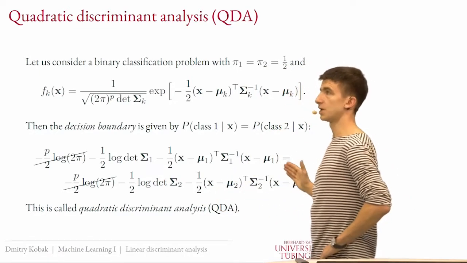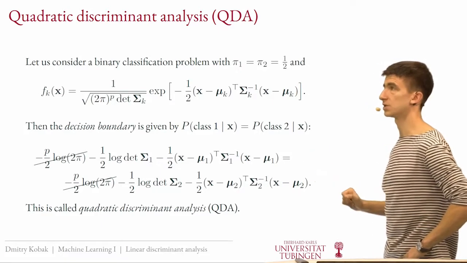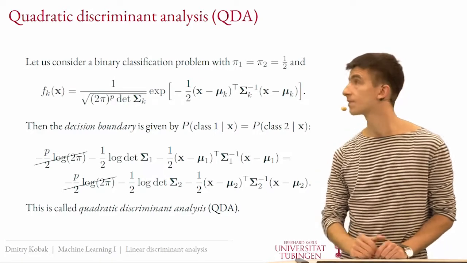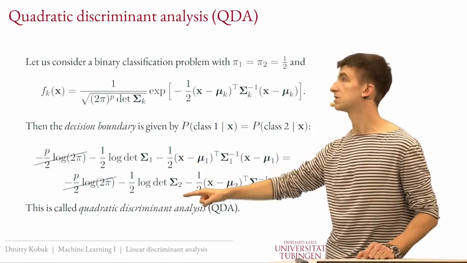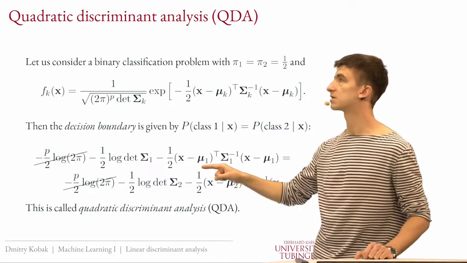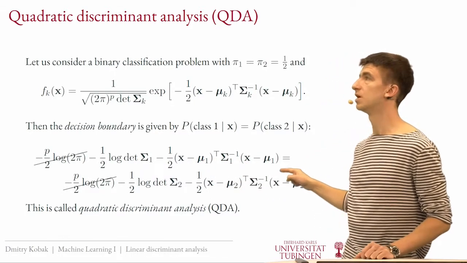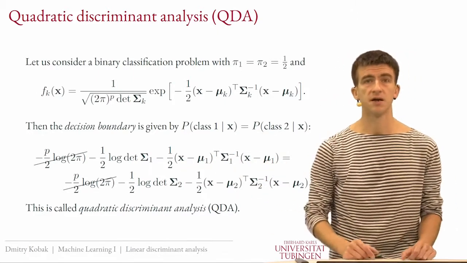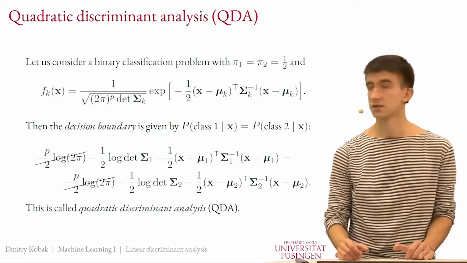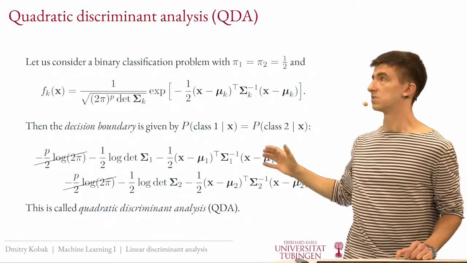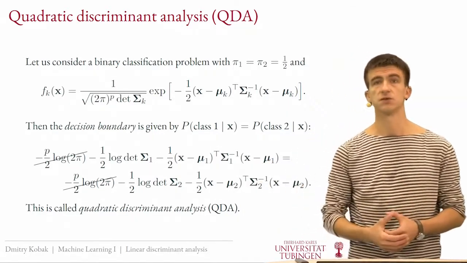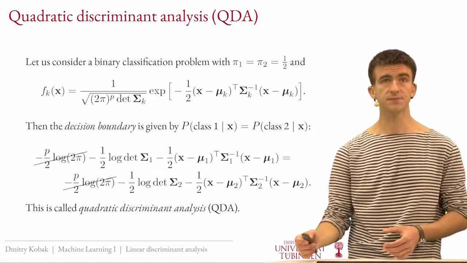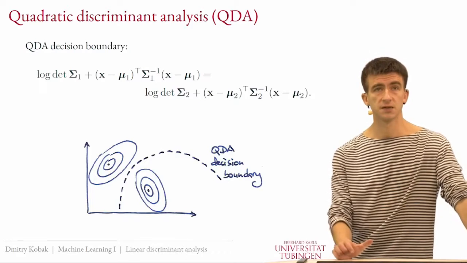And this is an equation. So this is an equation for the decision boundary. And if you look at it closer, you will see that this is a quadratic function. This is just a constant, this is another constant. If you open the brackets, whenever you have mu times sigma times mu, this is also a constant, and whenever you have x times sigma times x, that's a quadratic function of the coordinates of x. So what is written here is maybe a complicated way, through matrices, to write down some quadratic polynomial of the coordinates of x. That's why this is called quadratic discriminant analysis.